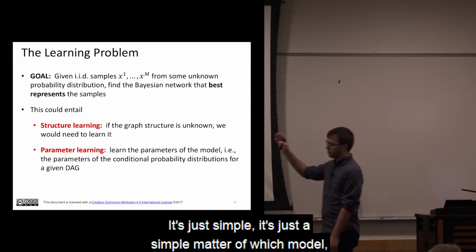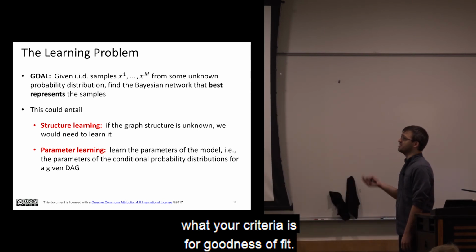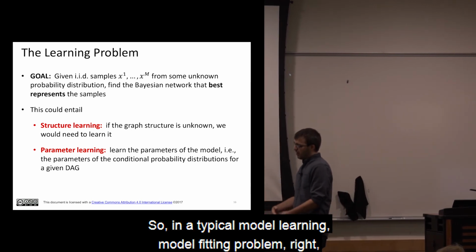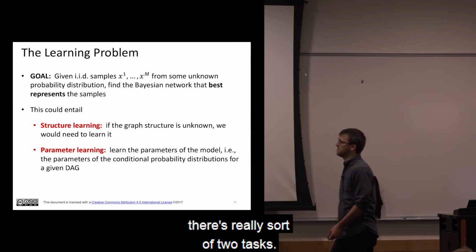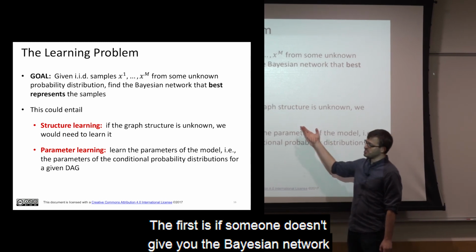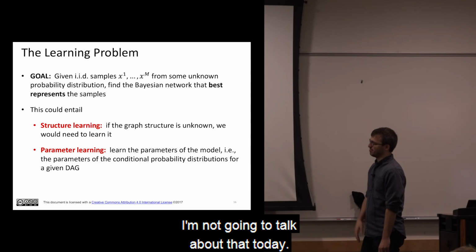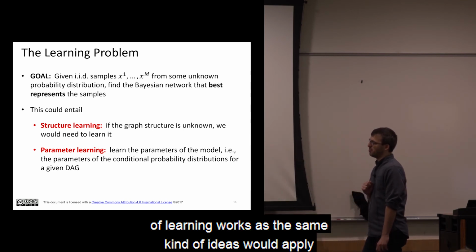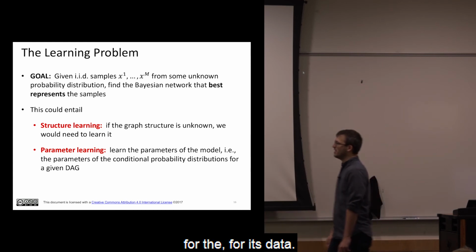It's just a simple matter of which types of models you're fitting and what your criteria is for goodness of fit. So in a typical model fitting problem, there's really two tasks. The first is, if someone doesn't give you the Bayesian network structure, you'd have to learn it. I'm not going to talk about that today. Once you see how the parameter learning works, the same kind of ideas would apply for what we call structure learning, figuring out what's a good representation for the data.